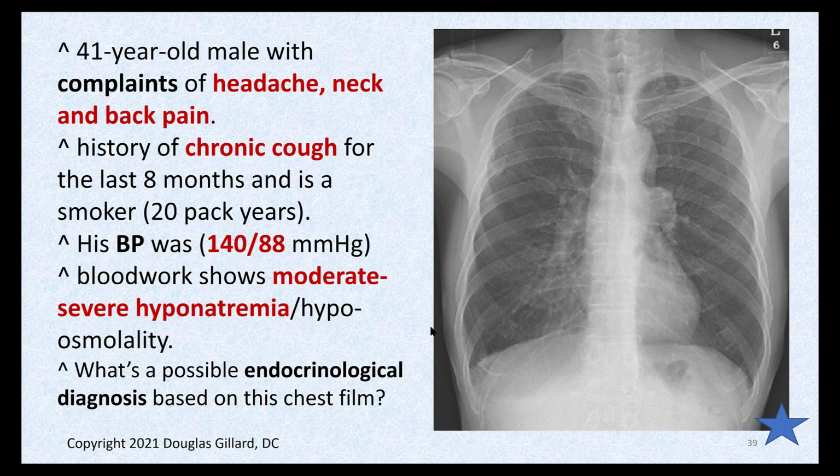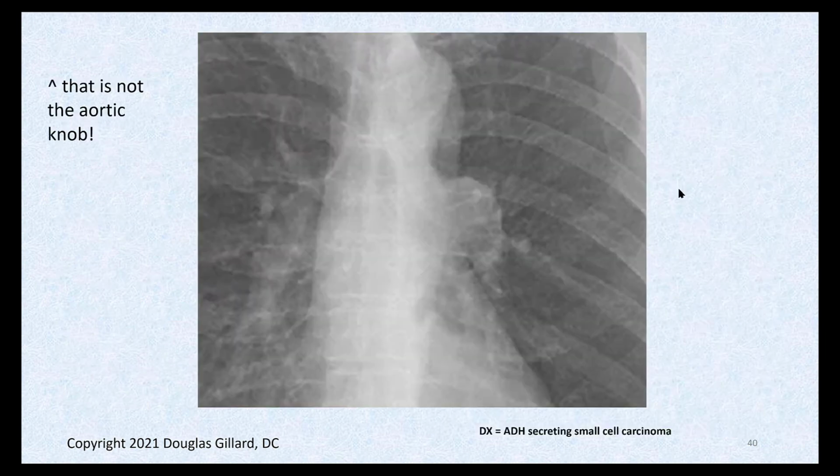You take an x-ray of his lung. He's a 20-pack year smoker. He's a heavy smoker. And what do you see? I'll give you a minute. You see it? Let me help you. That's the aortic knob. That's the aortic arch right there that forms the aortic knob. Well, if that's the aortic knob, what in the heck is that? And that is a big, nasty tumor, of course. And that was small cell carcinoma, and it did secrete ADH.